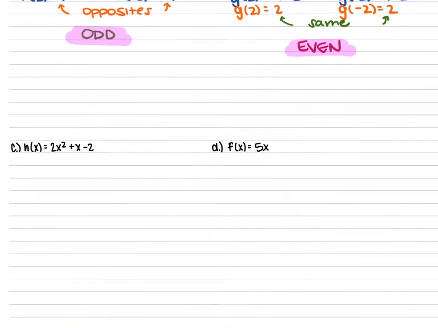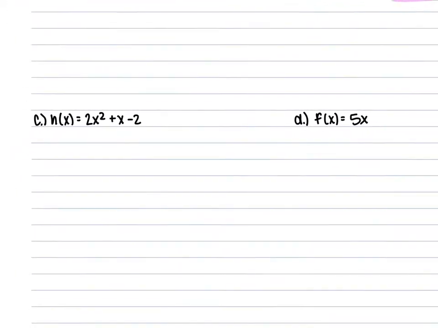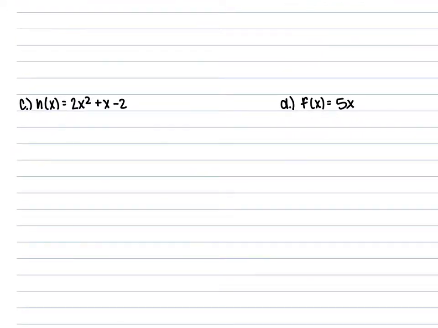For example C, we're given h of x is equal to 2x squared plus x minus 2. So we're going to do f of 2 first. It's going to give us 2 times 2 squared plus 2 minus 2. The 2 squared is 4. 4 times 2 is 8. Plus 2 minus 2. That 2 and that negative 2 are opposites, so they cancel out. So your f of 2 is just 8.